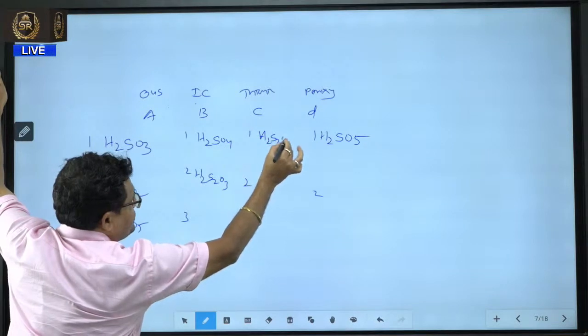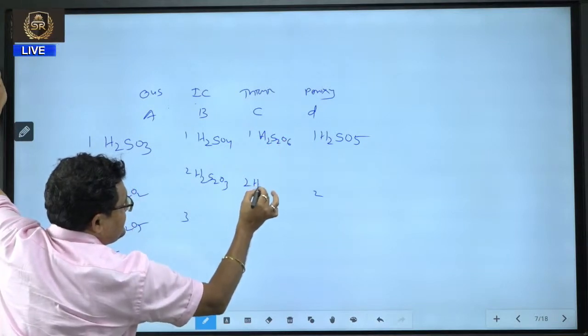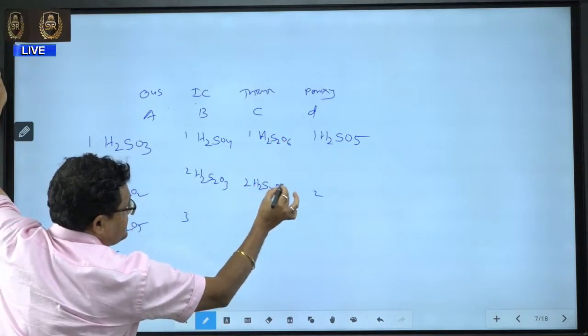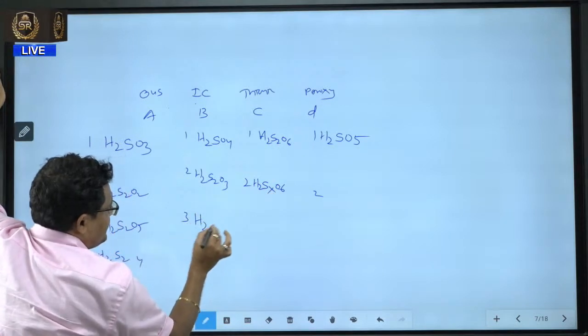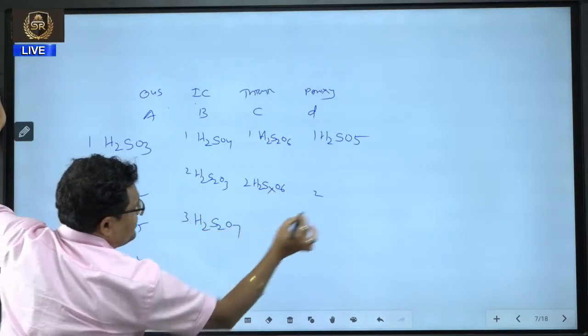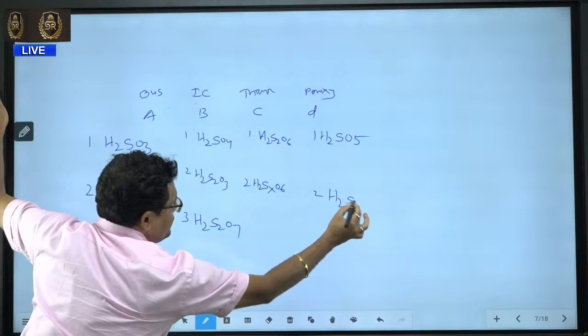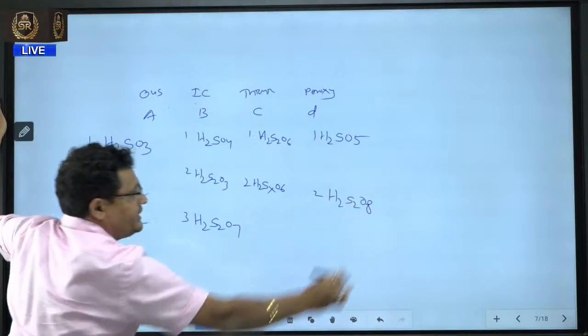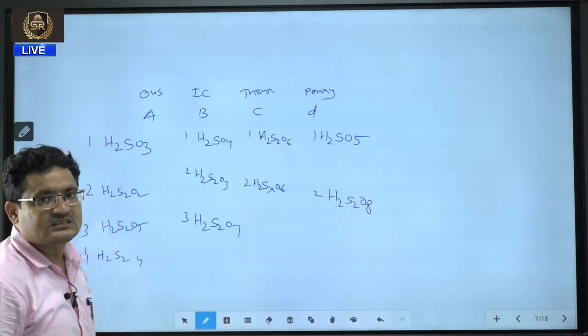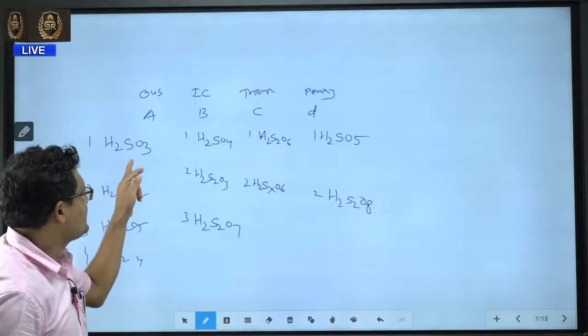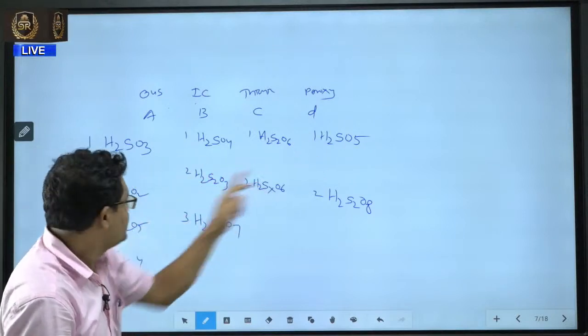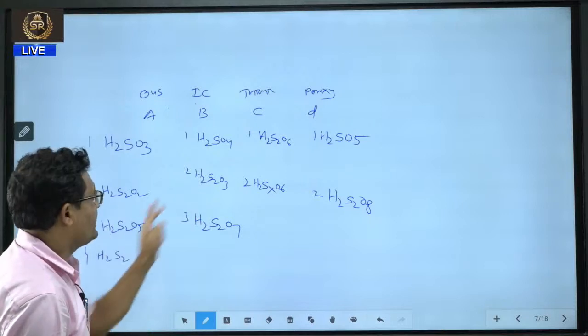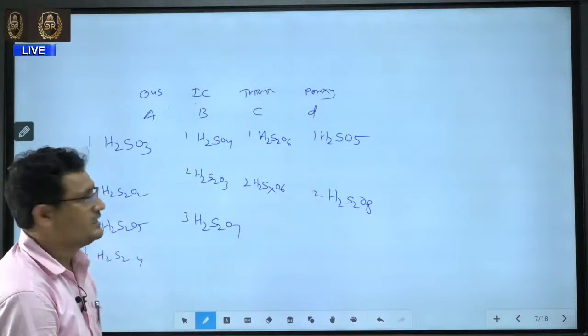H2S2O6. This is 7: H2S2O7. This is 8: H2S2O8. This is oxy acids of sulfur. 3, 4, gap, 5. And 2, 3, 4, 5, 6, 7, 8.